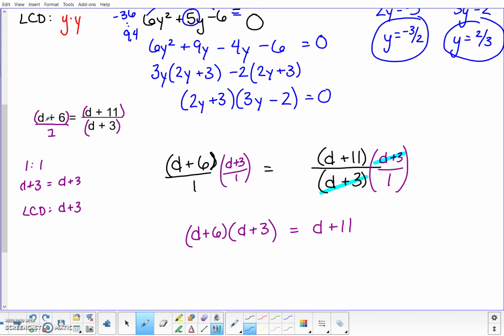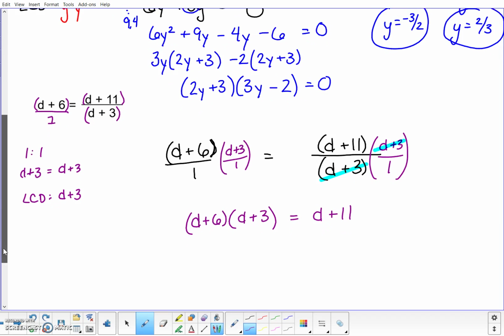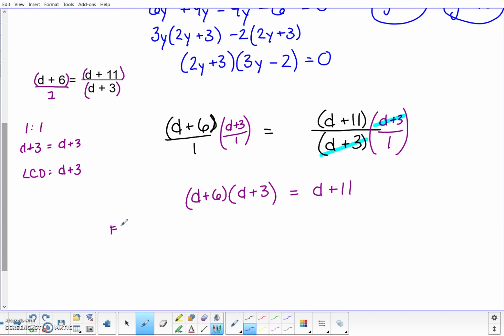Hopefully you recognize this as cross-multiplying. That would also work because we have two ratios equal to each other. Now we're going to have to FOIL. First terms, d squared. Outside terms, 3d. Inside terms, 6d. Last terms, plus 18, equals d plus 11.